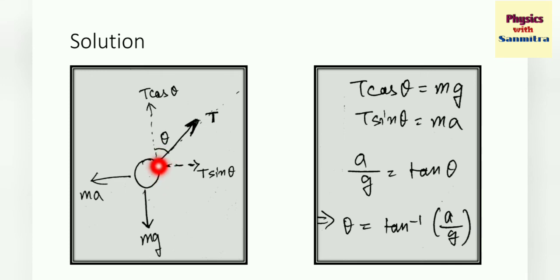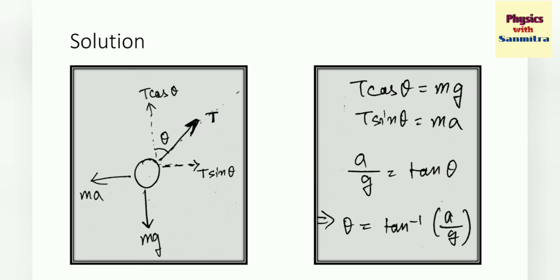with the vertical. So we are resolving this T sin theta here and T cos theta here. So T cos theta component will balance this weight mg, and T sin theta component will balance this ma. So a by g will be equal to tan theta, and theta is tan inverse of a by g. See, the mathematics is very simple. You can do it on your own. The concept is important. Why is it happening so?